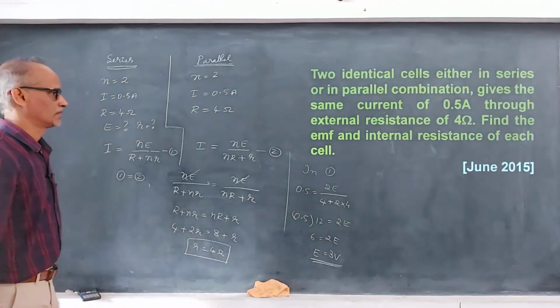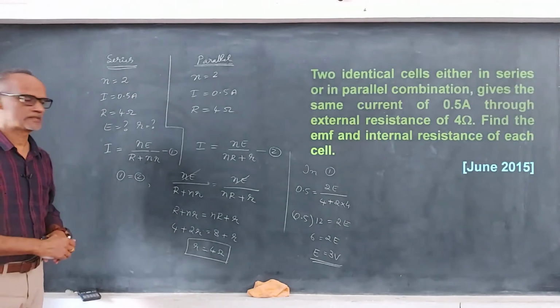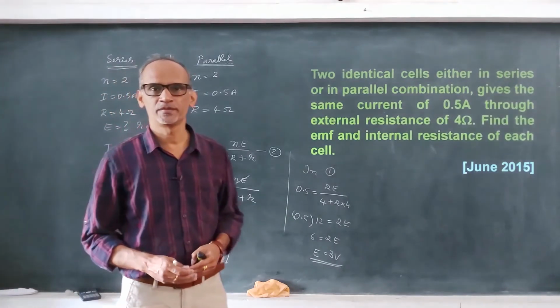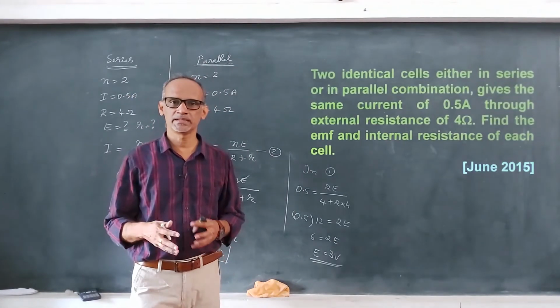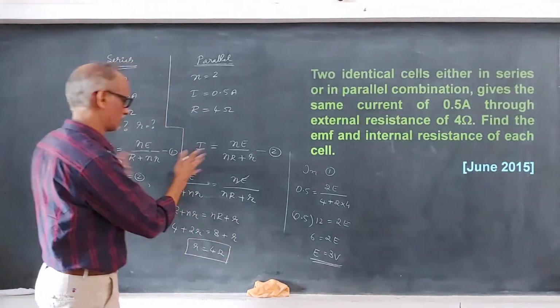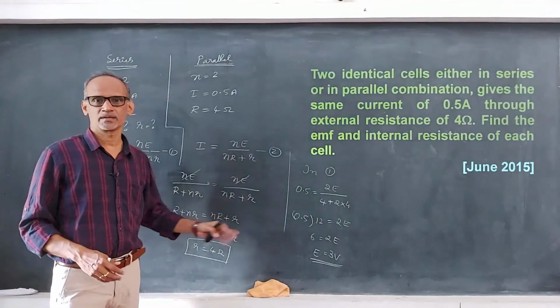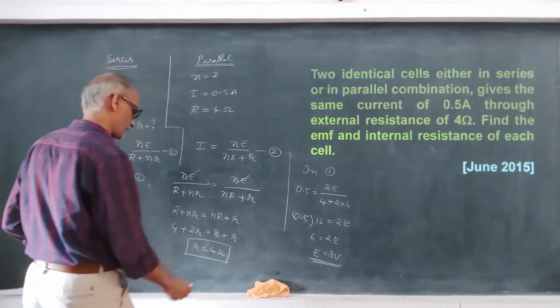Okay. So again, one more question from the previous exam, and this time it's based on the combination of cells. Now, any of the numericals you will find easier provided you know the theory behind those equations. Otherwise, you can't solve any of the numericals.